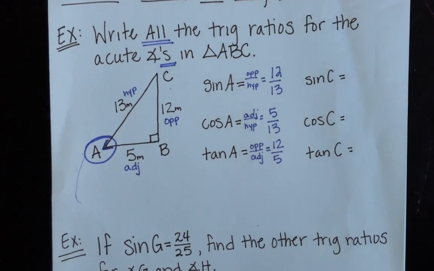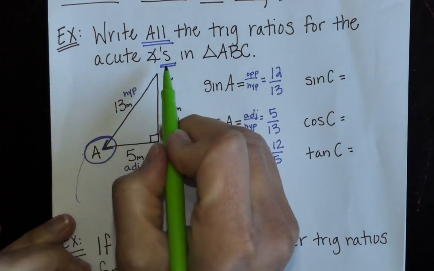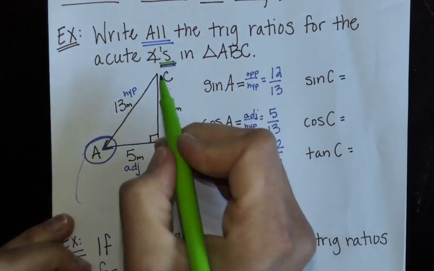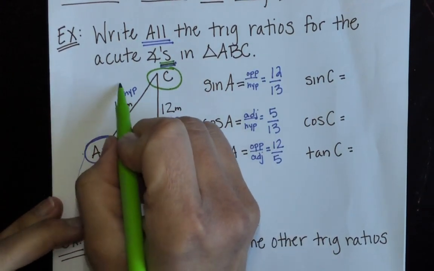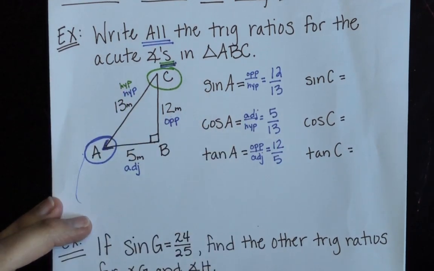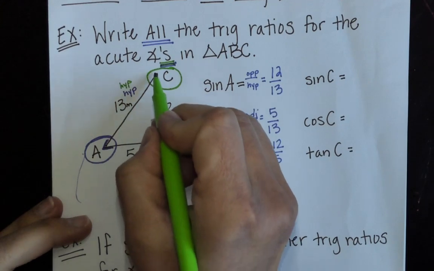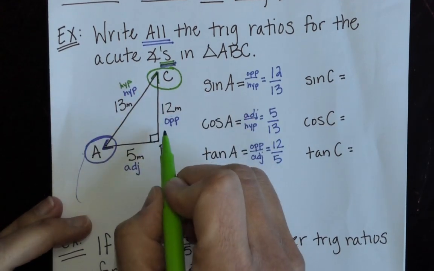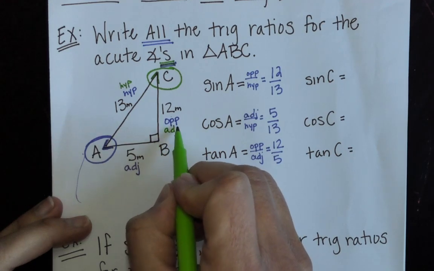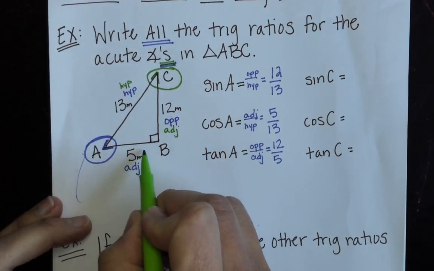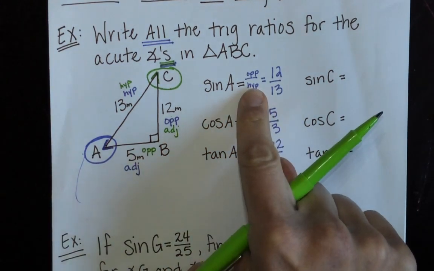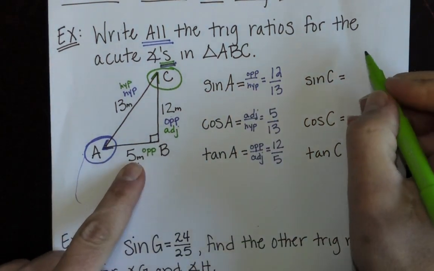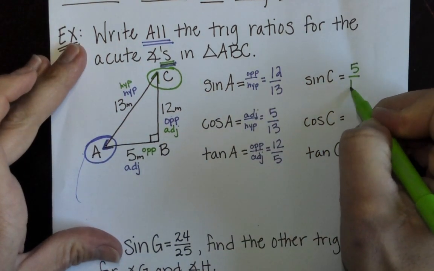It does say both angles, so we need to make sure we are dealing with both. We're going to come back up here to angle C and identify our hypotenuse. Adjacent, again, is the side that makes the angle, so we have adjacent and opposite. I'm not going to rewrite our definitions, but this time opposite over hypotenuse would be 5/13.